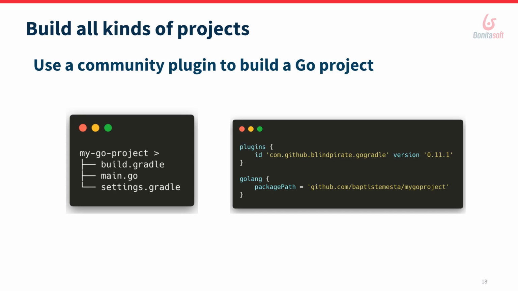And to use it, it's simple. In this case, I created a small Go project called my Go project with only one single source file that is called main.go, and this project will be built using the build.gradle build script that is shown on the right. Here we only apply the plugin and specify some Go package using the DSL provided by the plugin.